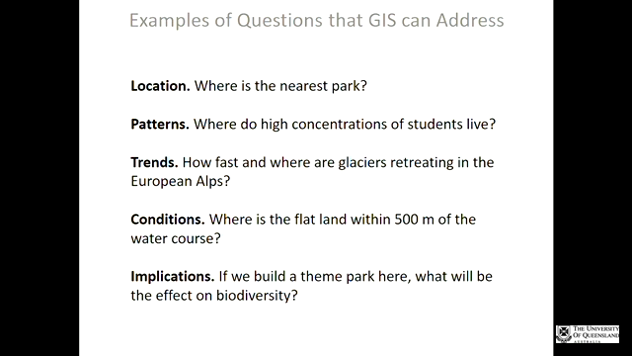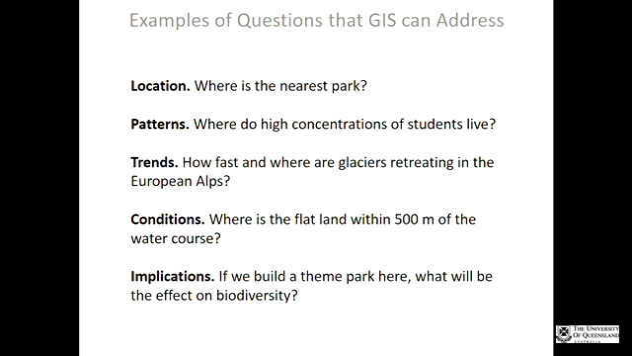So, some examples of types of questions that GIS can solve. These are just some examples. We can ask questions about location. We can say, where is the nearest park? We can ask questions about patterns. Where do high concentrations of students live around St. Lucia, for instance? We can ask questions about trends. How fast and where are glaciers retreating in the European Alps? We can ask about conditions.